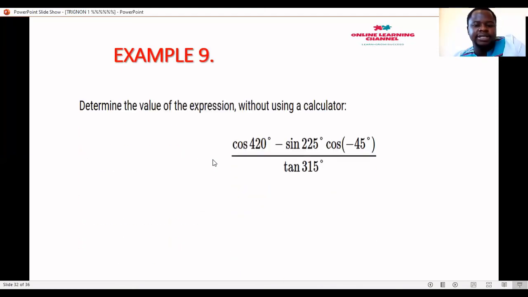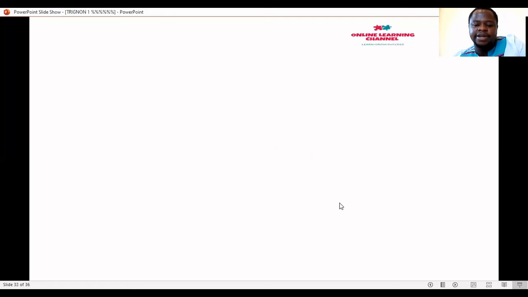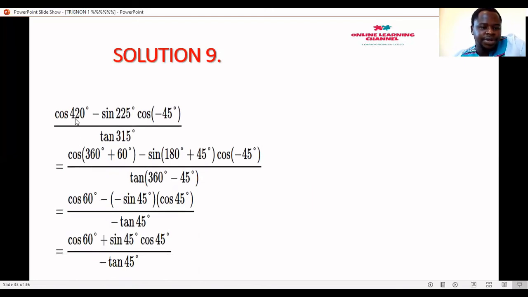So let's look at example number 9. Determine the value of the expression without using a calculator: cos 420 minus sin 225 multiplied by cos 45, divided by tan 315. So now, 420 will be 360 plus 60, then 225 will be 180 plus 45, and then cos 45. Here 315 will be 360 minus 45. So you're just manipulating with the special angles.